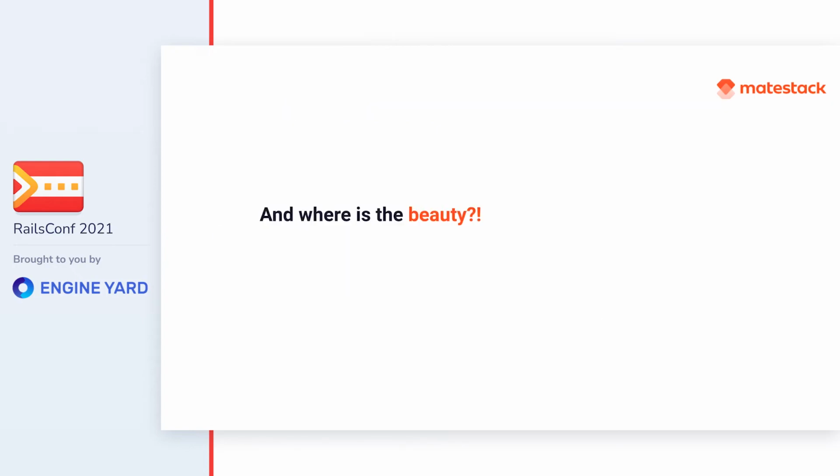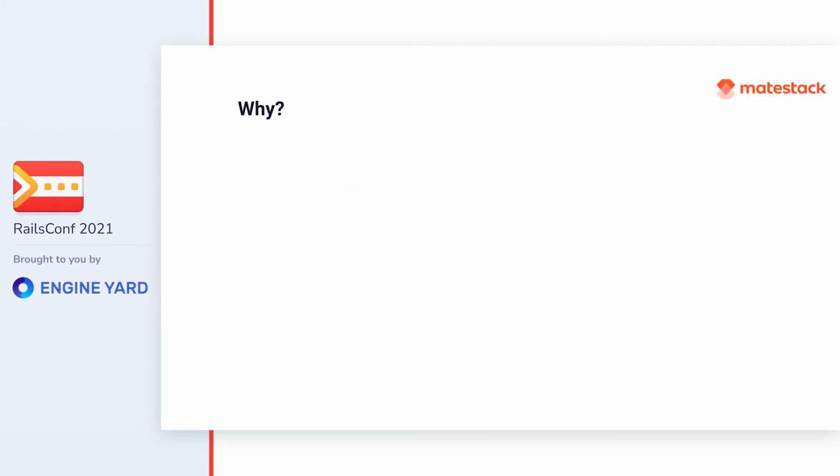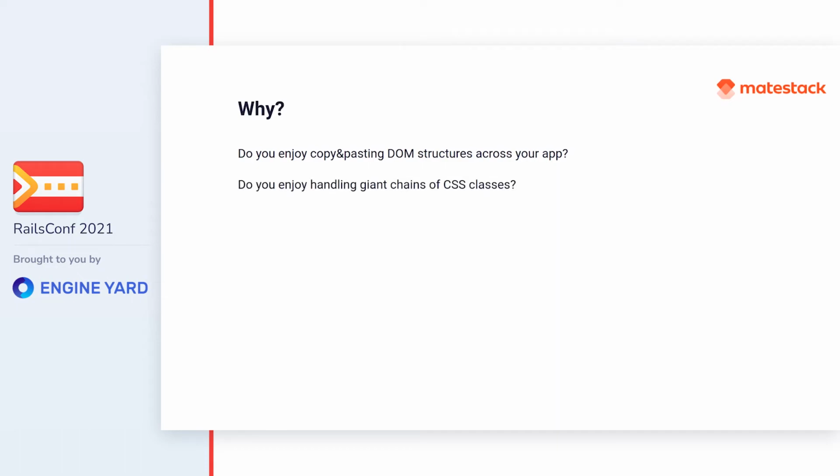You might ask, where is the beauty? Okay, you're right. We've talked a lot about reactivity. So let's talk about the last bit of MateStack, pre-built styled components composed in pure Ruby. Why do you want to use pre-built styled components? Well, how much do you enjoy copy and pasting complex DOM structures and giant chains of CSS classes across your app in order to create a decent looking UI?